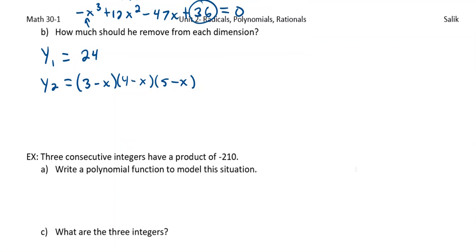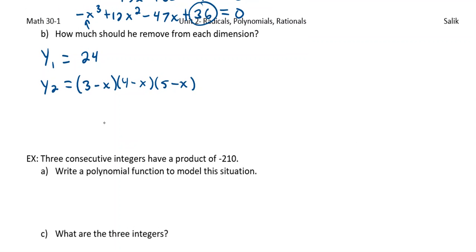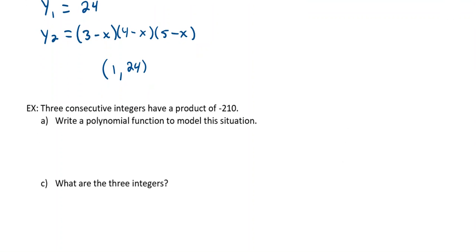All right, so now let's move on to the next one. We found that the point when we graphed it was 1, 24, right? So it would have to be 1. So you'd have to remove 1 from every one. We'll just take away 1 foot from every dimension. That's what we're doing.